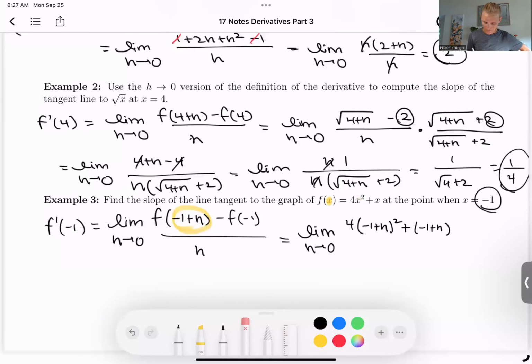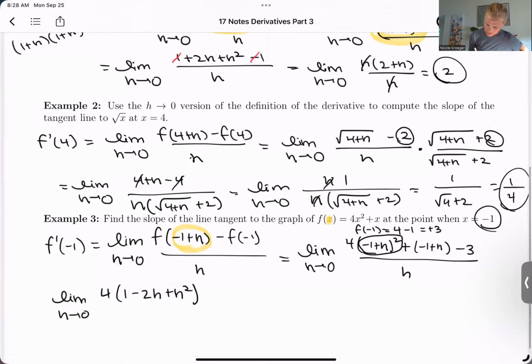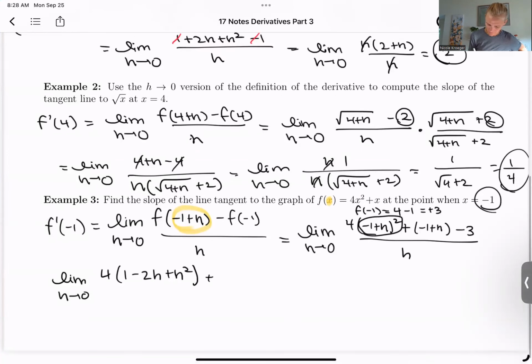So now when I plug -1 into this function, f of -1 is going to give me 4 minus 1, which is 3. So minus 3 here, all over h. Okay, this looks messy. So I'm going to multiply this out like I did in the first problem. So I'm going to have a limit as h approaches 0, 4 times 1 minus 2h plus h squared. If you need to, go ahead and multiply that out in pieces. Then I'm going to get rid of the parentheses because this is all plus. So I'm going to have plus -1 plus h minus 3 all over h.